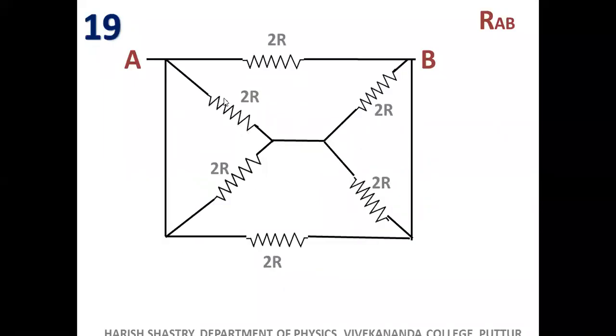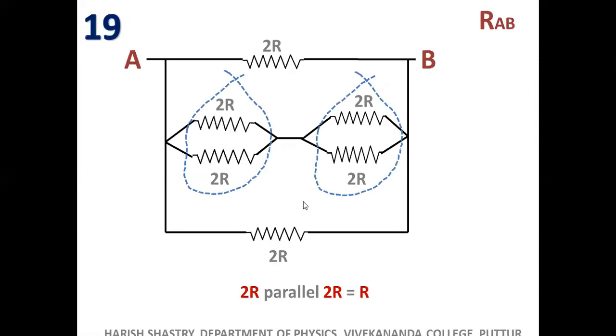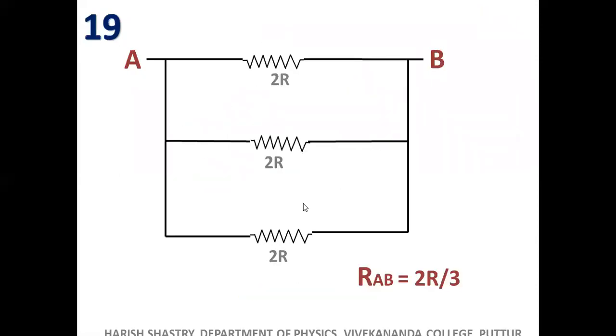So you can guess it from here only now. This is in parallel with this one. This is in parallel with this one. This is 2R parallel R, 2R, 2R parallel to R. This is R, this is R. R plus R, 2R, 2R, 2R, 2R by 3. That is the answer. Okay. Shall we move on to the 20th problem?